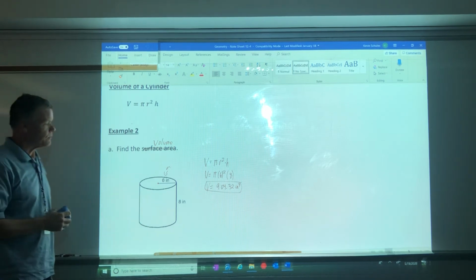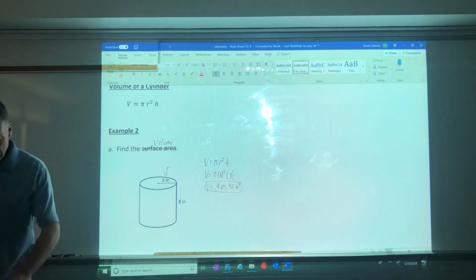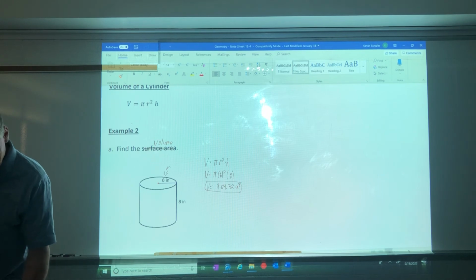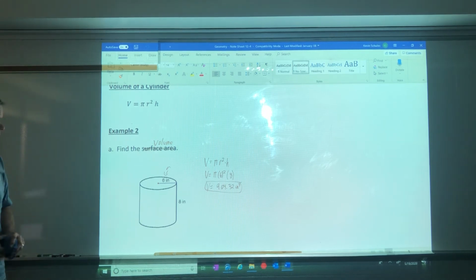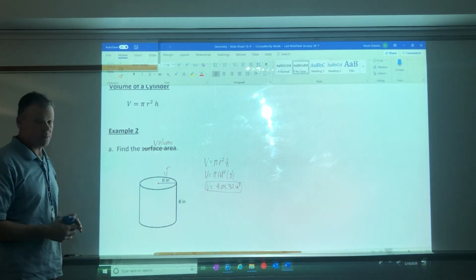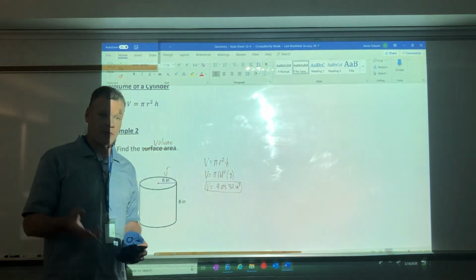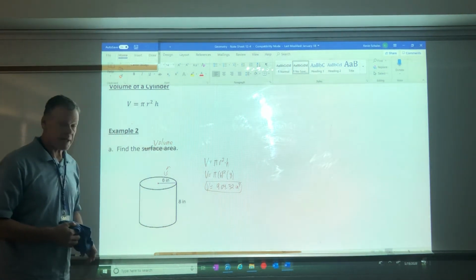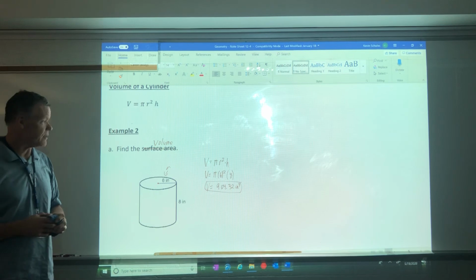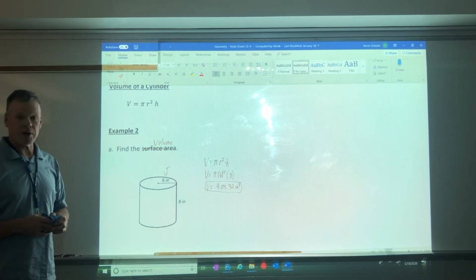Okay, all right, so that's it. Not really going to go too much further. That's how we're going to find the volume of a cylinder. And again, I'll have some examples on the worksheet that are done, with notes next to them and everything. And keep plugging away. We're almost there.